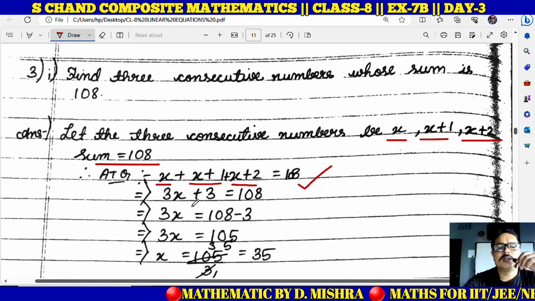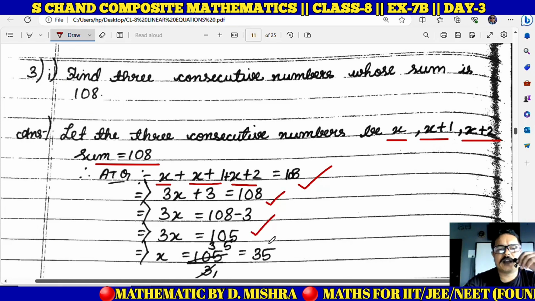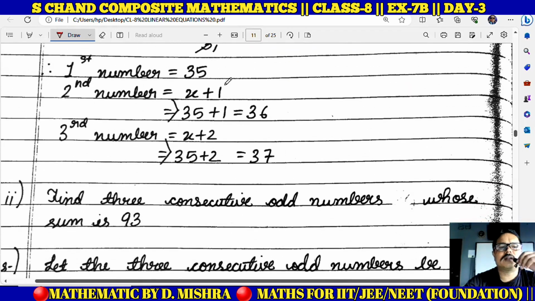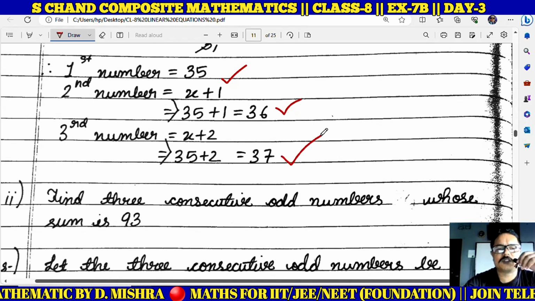So it is coming 3x plus 3 is equal to 108. So 3x is equal to 105, and in this way x has come 35, so the numbers are 35, 36 and 37. I hope that we have understood this.